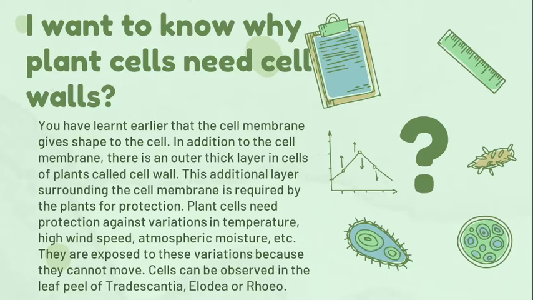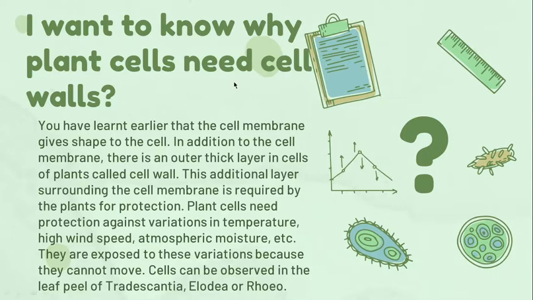As I've told you before, plant cells need protection against various variations in temperature, high wind speed, atmospheric moisture, etc. They are exposed to these variations because they cannot move. Cells can be observed in the leaf peel of Tradescantia, Elodea. So here they're telling that plant cells need protection from temperature, high wind speed, and atmospheric moisture.